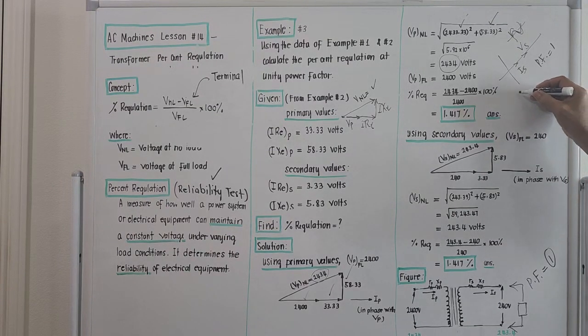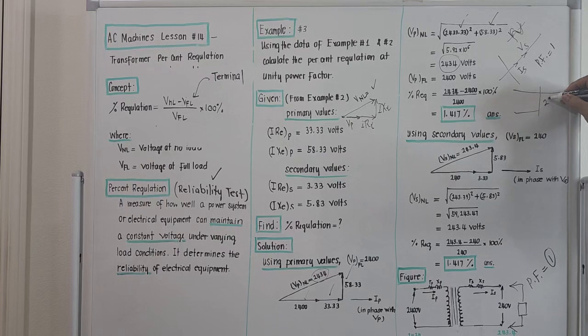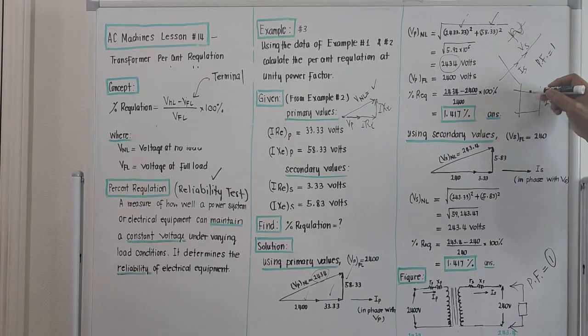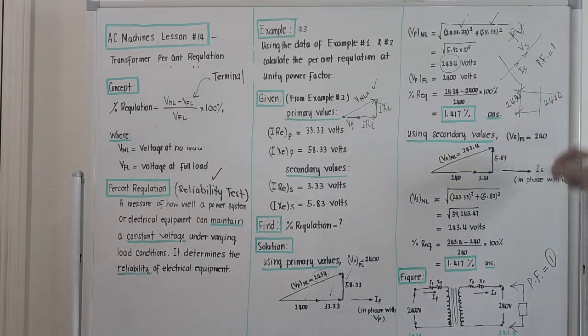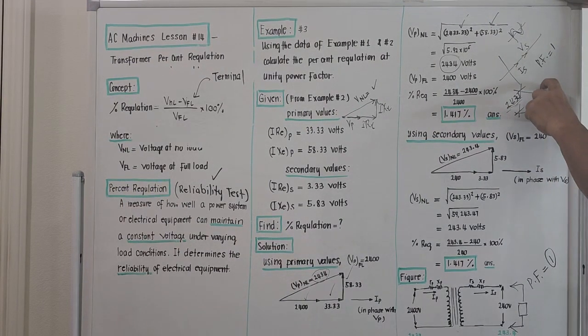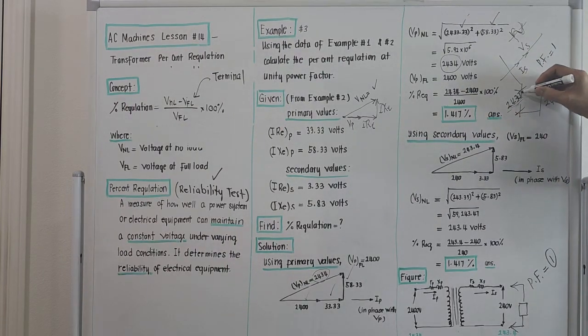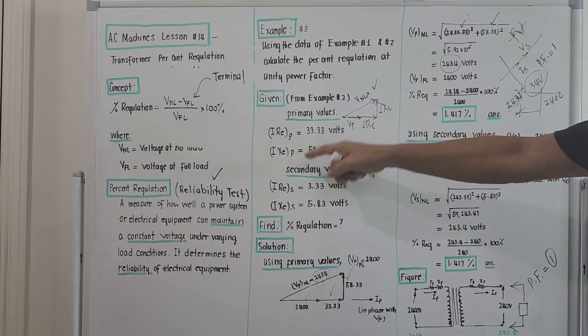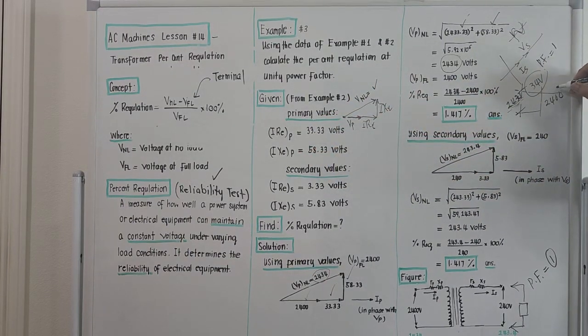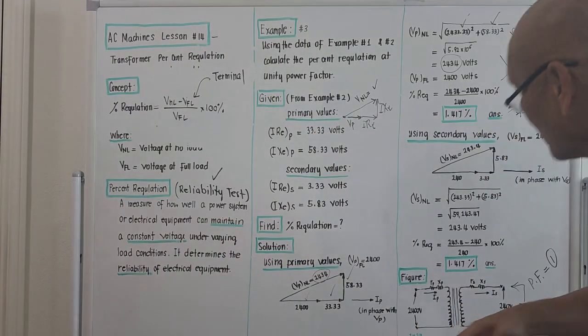So meaning to say, if you want 2400 here, prior to that you must produce 2434 due to the voltage drop on the transformer. There should be a 2434. So actually there is an increase. You must produce 34 volts more. So when it passes through the IR drop and IX drop, it will come out as 2400. That's the meaning of that one. I will try to erase this one so it's not wrong.